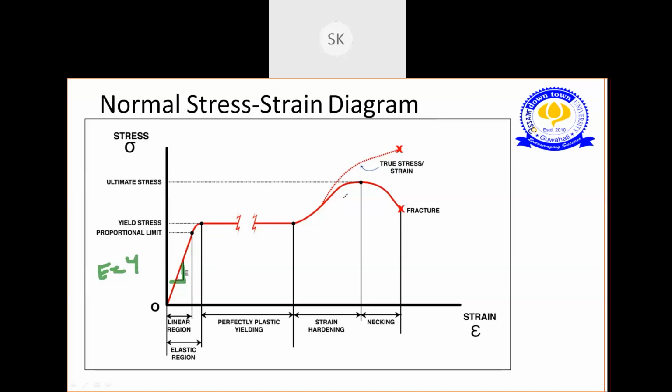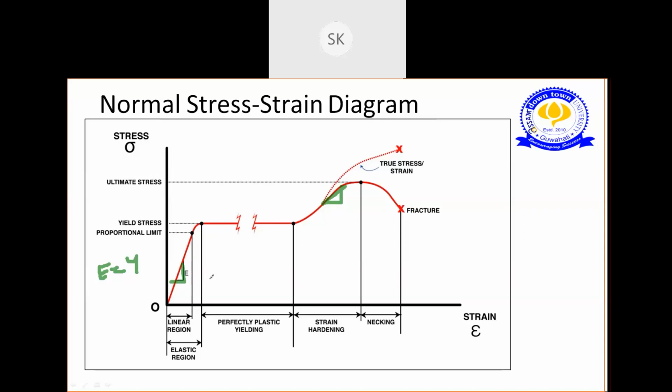Every curve has a slope, right? If you draw a slope of this, there will be a slope. But the slope of the straight part, in which stress is directly proportional to strain, that slope is called E, which is Young's modulus.